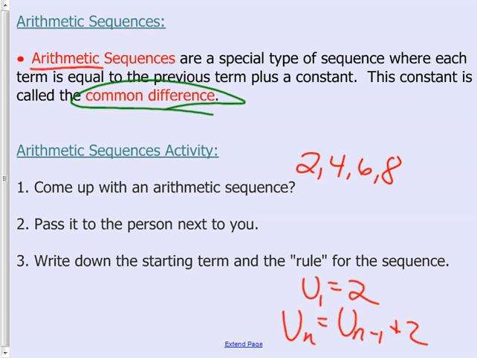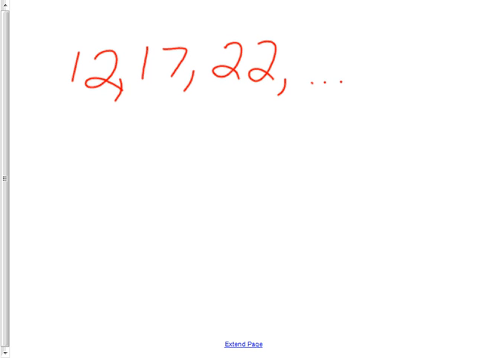All right? Before you do this with somebody else, do it for me. Here's mine. 12, 17, 22, ... Would you please tell me what you think my sequence is? And then I'm going to have you see if you agree with the person sitting next to you.